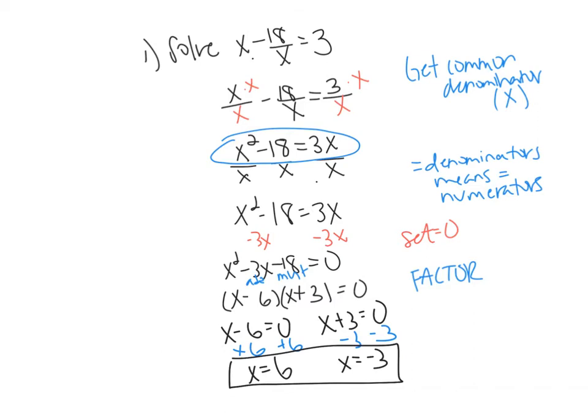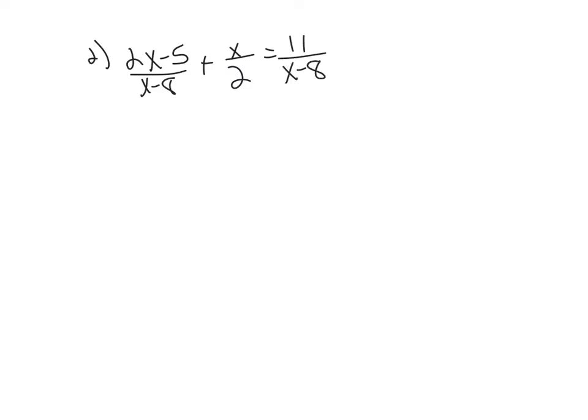Let's try another one. What if we have 2x minus 5 over x minus 8, plus x over 2, equals 11 over x minus 8? Let me fix this so you can see it a little better.